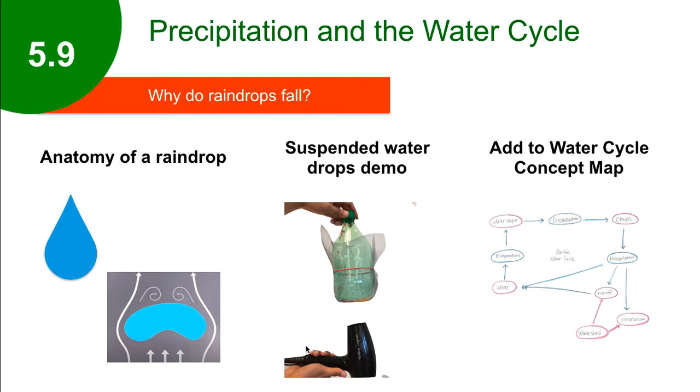In the next demo, we use a hairdryer to simulate that airflow and different size objects to represent different size raindrops. We discover when drops get large enough, the air can't hold them up, and gravity wins out and they fall to the ground. We then add these new ideas to our water cycle concept map, which keeps growing.